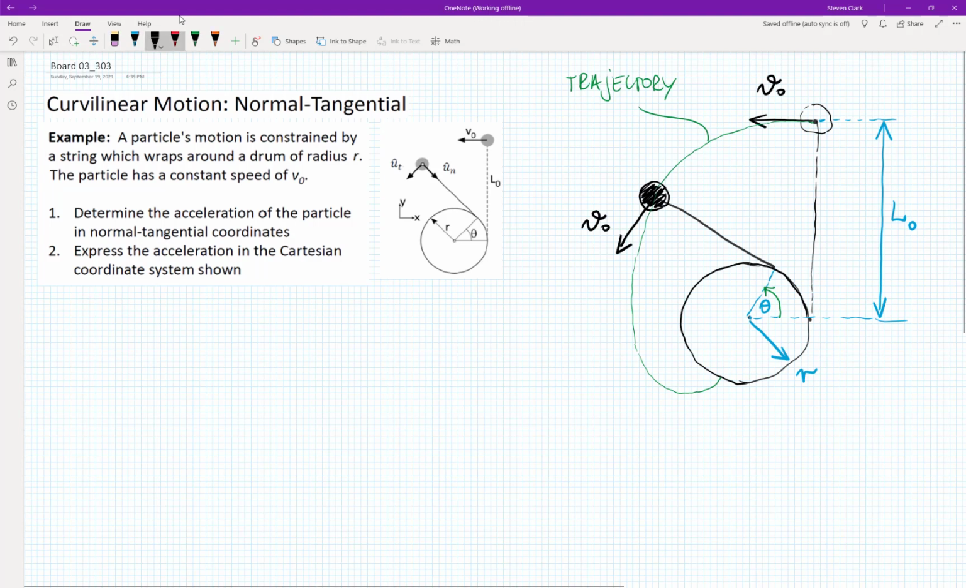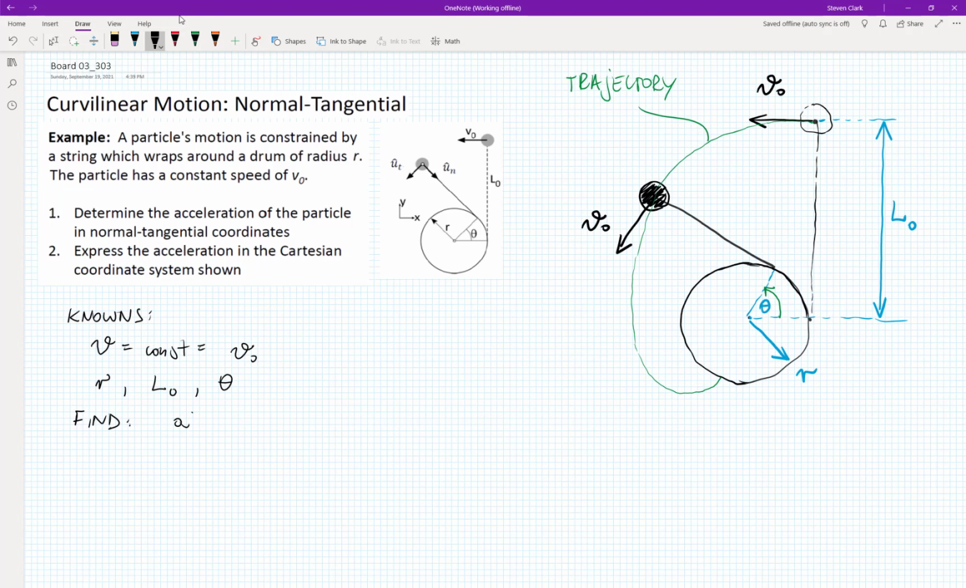Okay, guys, so let's summarize what we know. Once, we know that V is constant and equal to V0. And also we know the radius of the drum. We know that the initial length is L0. And let's say that we know the variable theta, okay?